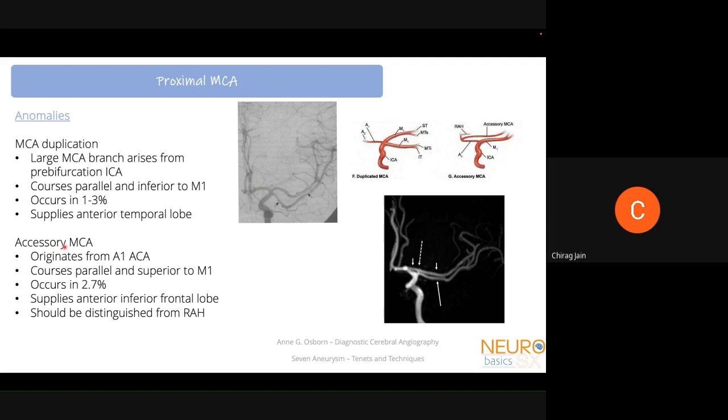You can also have an accessory MCA that actually originates from the A1 ACA. So it courses parallel to the M1 as well, but it courses above the MCA, not below. So this, on the other hand, is going to supply the frontal lobe. So this also happens in about 3%. The important thing is to differentiate this from a recurrent artery of Heubner, because both recurrent artery of Heubner and the accessory MCA will arise from the A1 or A2, and they will course backwards from that artery.